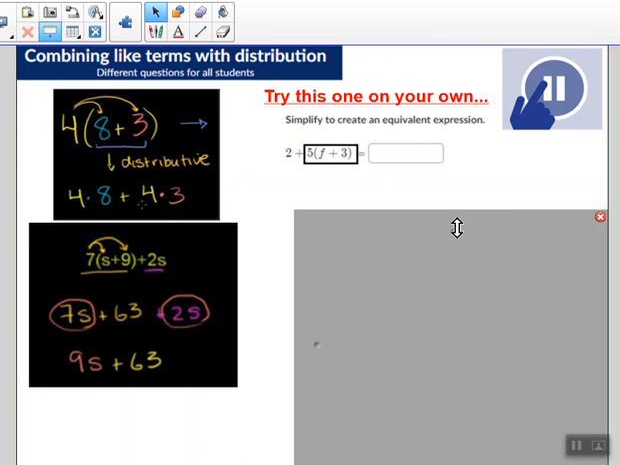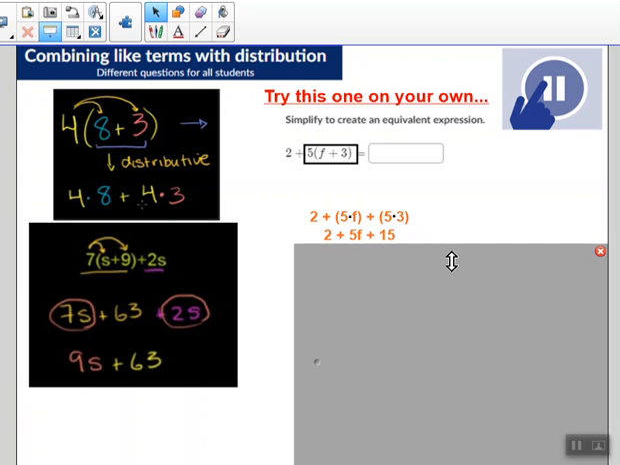Well, if you distribute first, you would really keep the 2 plus all by itself, but 5 times f, you want to multiply those, and then you want to add it with 5 times 3. So now we can take this a little further. That would be 2 plus 5f plus 15. And once you get to there, think about what can be combined. Okay, we've now distributed successfully.